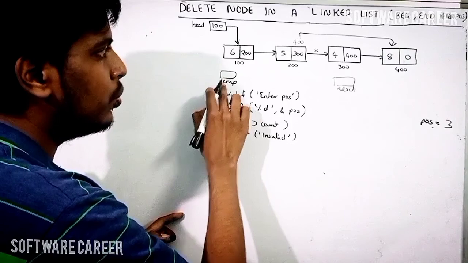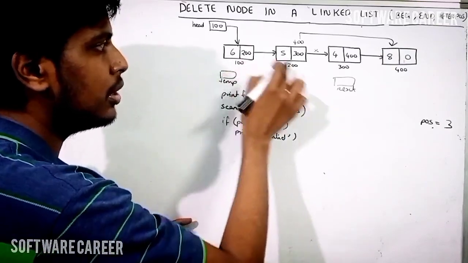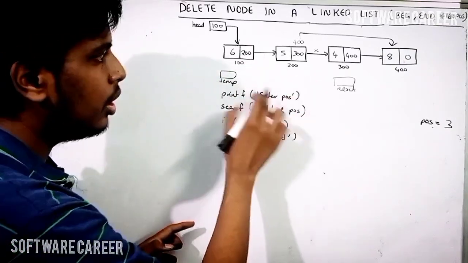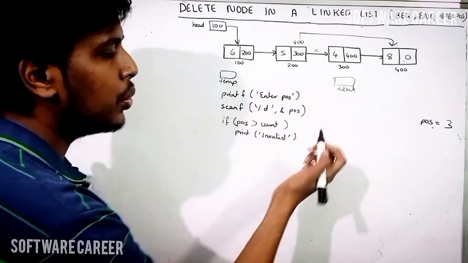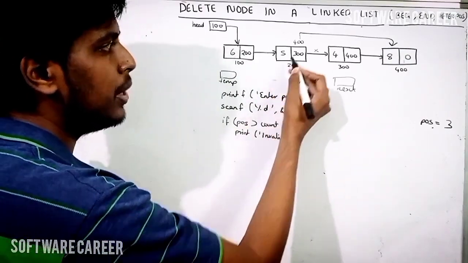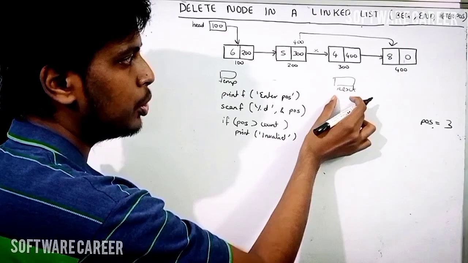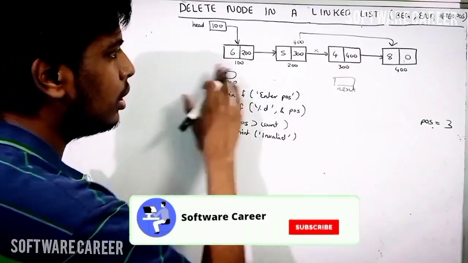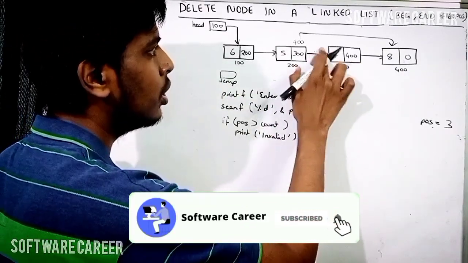Now this temp is moving at first position, then second position, it reaches here. Then after moving temp to here, you can write next equals to temp next. You will get this next pointing to this node. Let's see it step by step in the code. See here.